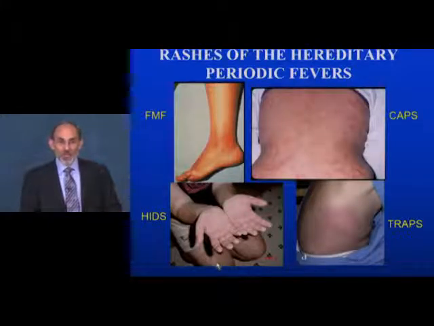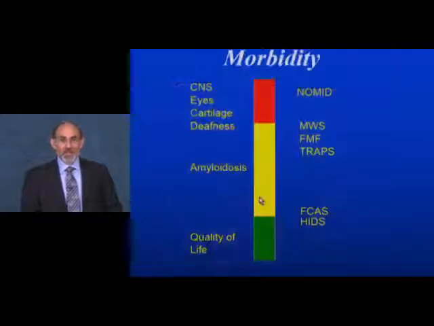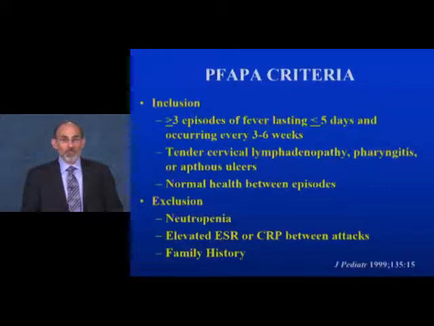While this may look like HSP, it's on the palms, it's not behaving like HSP. And they are various degrees of severity. There are mild ones like Hibernian fever or HIDS, hyper IgD syndrome. And then there are the fatal diseases, if not treated early in life, called NOMAD or SINCA.